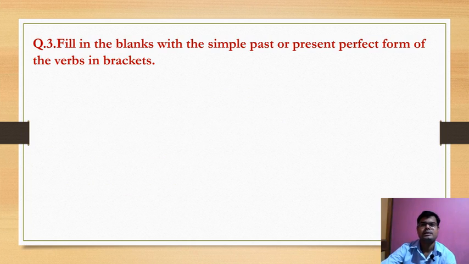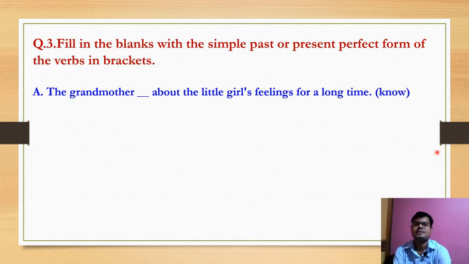Okay, next one, fill in the blanks with the simple past or present perfect form of the verbs in the brackets. So here you can see: the grandmother dash about the little girl's feelings for a long time. Okay, the grandmother knew, K-N-E-W. We have to write simple past here. The grandmother knew about the little girl's feelings for a long time.